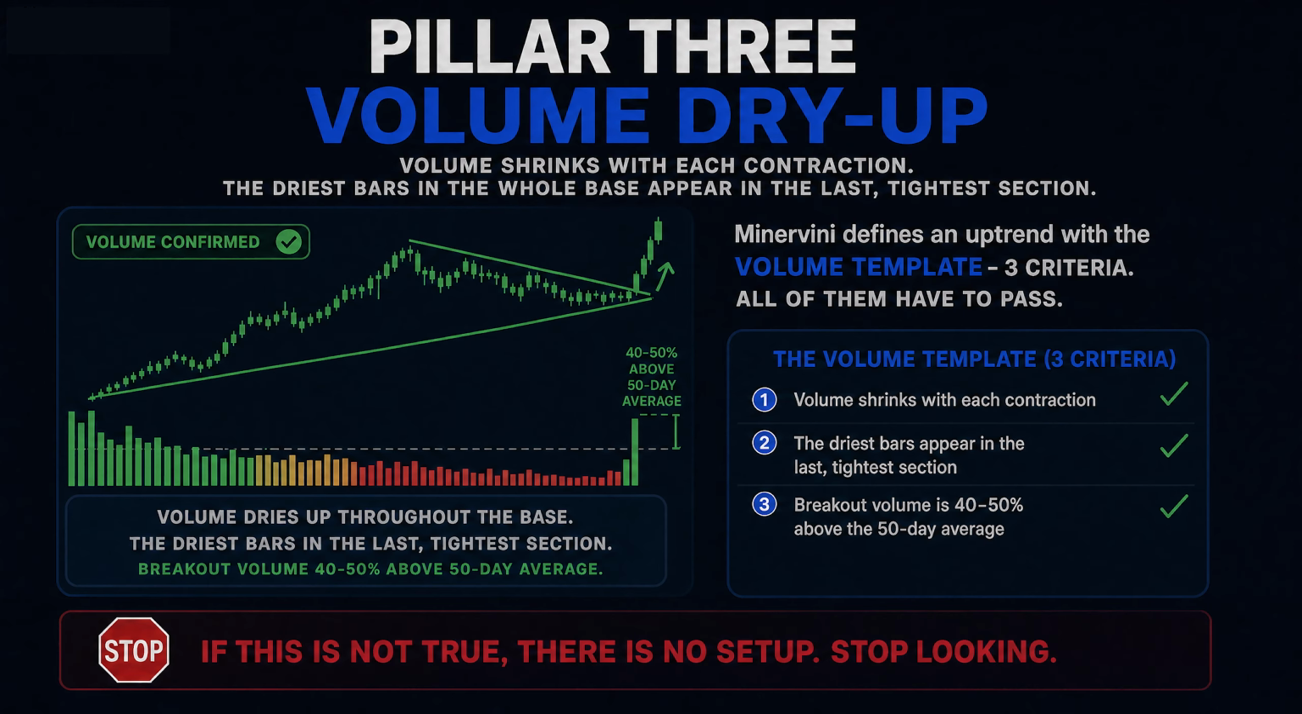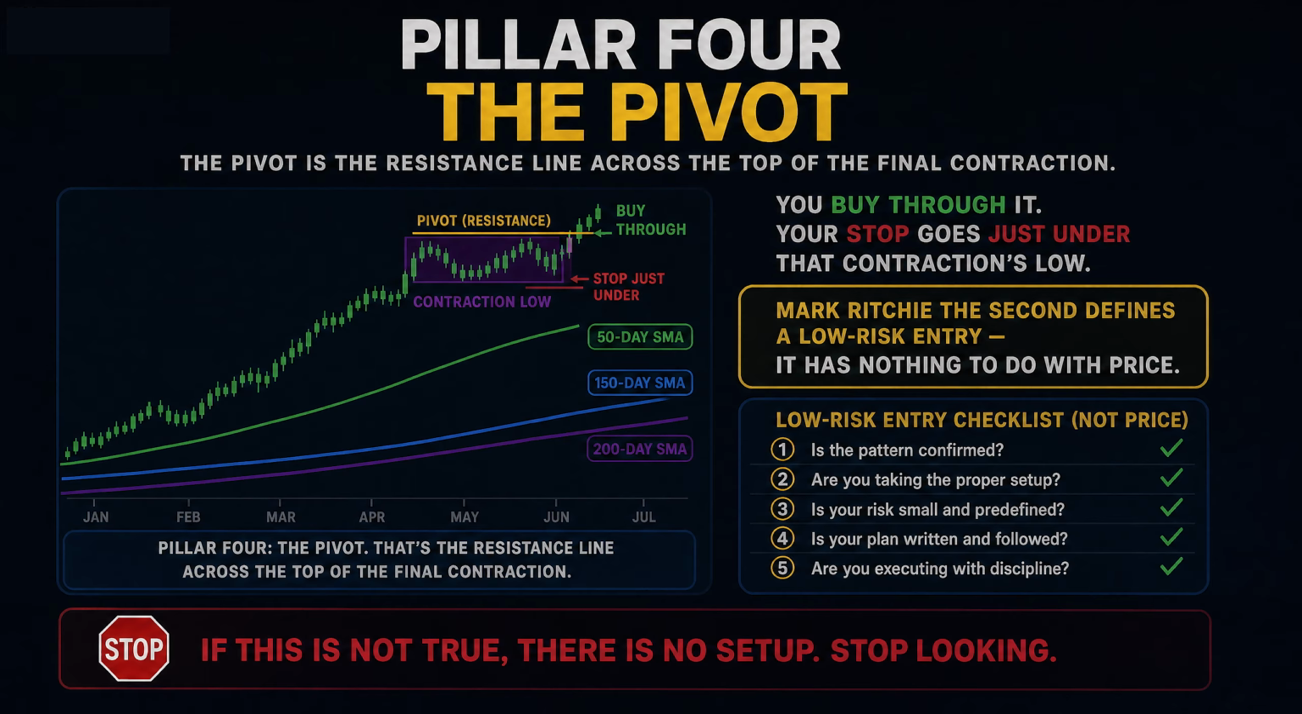Volume shrinks with each contraction, and the driest bars in the whole base should show up in that last tightest section. Then the breakout needs volume 40 to 50% above the 50-day average. Real demand, not drift. Pillar 4, the pivot. That's the resistance line across the top of the final contraction. You buy through it, your stop goes just under that contraction's low.